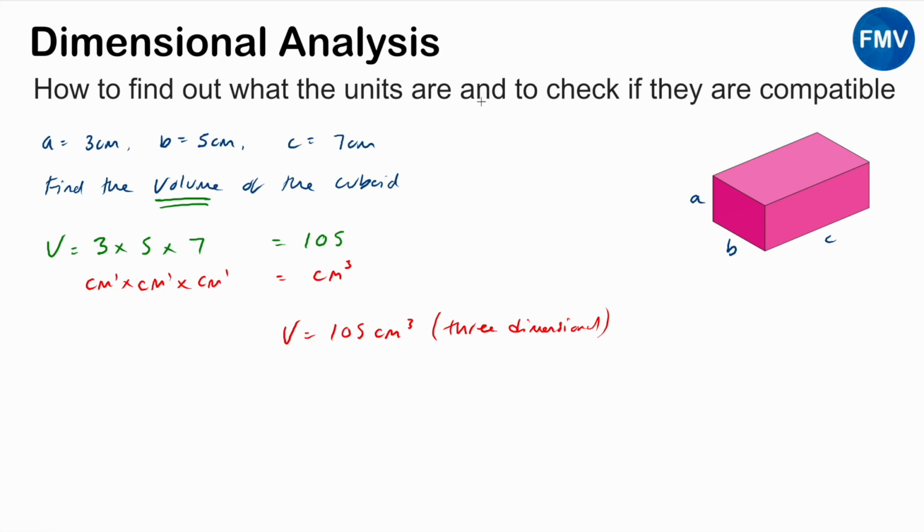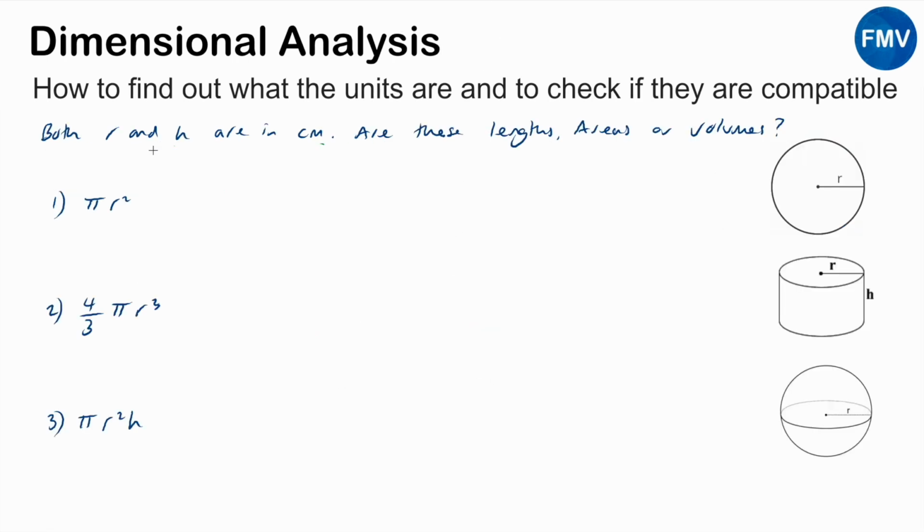Right, let's take this one step further. In this case, we are told that the radius and the height are both in centimetres, and we are looking to find out if these expressions here are lengths, areas, volumes, or none of those. So to do this, we identify the units of these expressions. Well, pi doesn't have any units, so we're not going to use that. Radius is centimetres, and in this case it's squared, so this is actually an area.